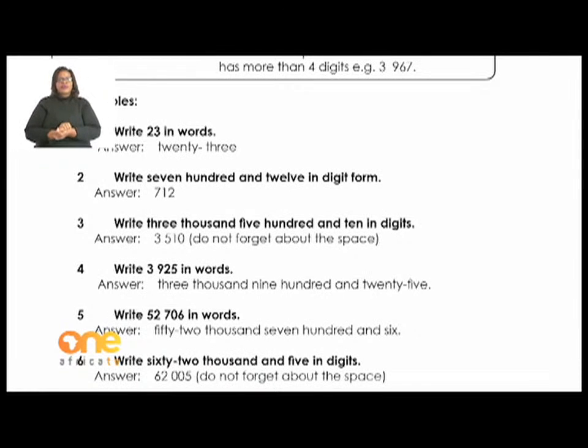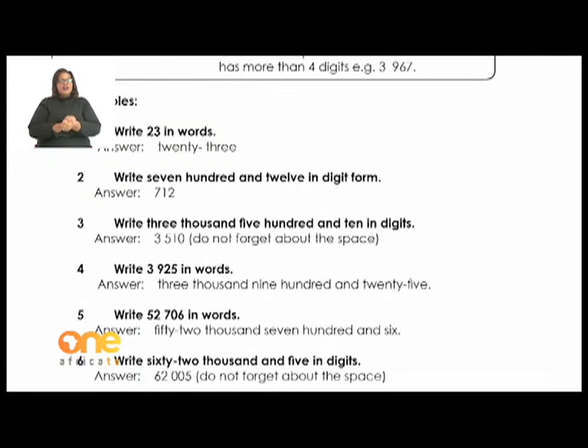Let's try another example. Write 712 in digits. Here they gave me the words 712 and they want me to write it in digits. Now when we write numbers in digits, we start writing from the biggest number that we hear. So what is the biggest number that we hear? Yes, if you said 700, that is the biggest number. So we're going to write 700 and then we also hear 12 and then we're going to write the 12.